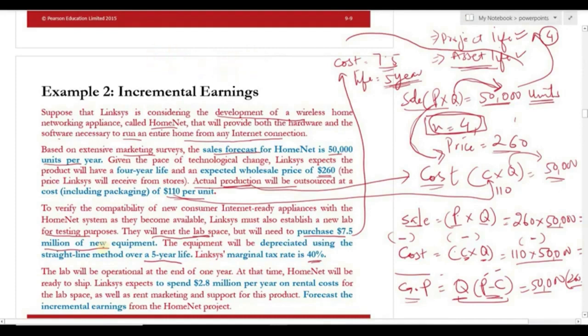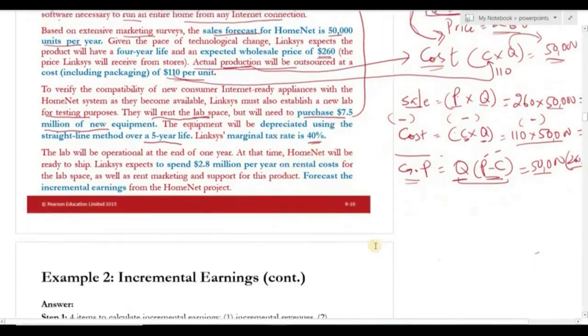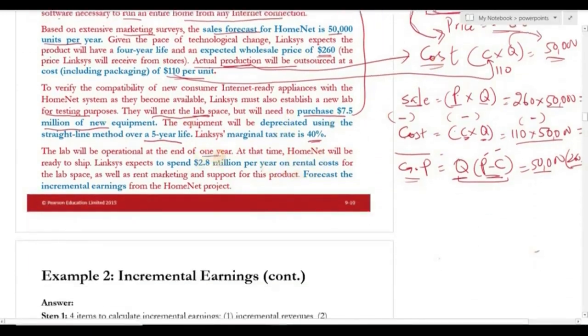Now, the tax rate is how much? 40%. The lab will be operational at the end of 1 year, and at that time HomeNet will be ready to ship. Link Systems expects to spend 2.8 million per year on rental cost. Remember, they are going to rent the space, and the renting expense is 2.8 million per year. Remember, this is periodic, so it's an expense, it's not a cost.